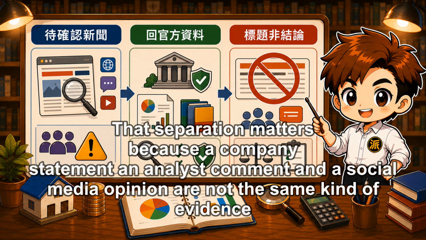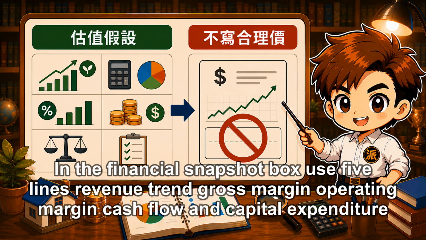Now apply it to TSMC 2330. In the company overview box, the memo can say that TSMC primarily provides semiconductor foundry services, and the research should check advanced process technology, mature nodes, customer demand, capacity planning, and capital expenditure. That is not an investment judgment. It is the starting map.